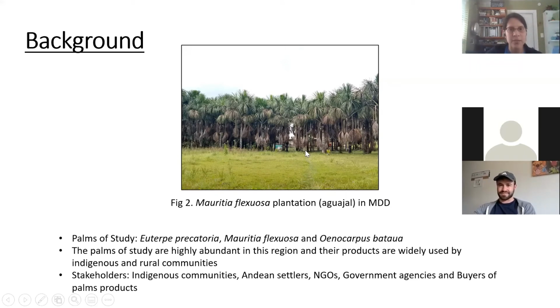So the products of these palms are known as non-timber forest products, and they are widely used by indigenous communities and rural communities. And specifically, I did interviews with different groups of people called stakeholders, which include indigenous communities, Andean settlers, NGOs, government agencies of the Peruvian government, and buyers of palm products. And so for this paper, we analyze explanations why environmental governance is ineffective in terms of palm management in this region, and also in terms of management of natural resources, because in this area, the natural resources are very widely used.